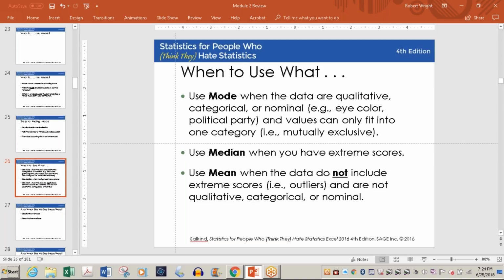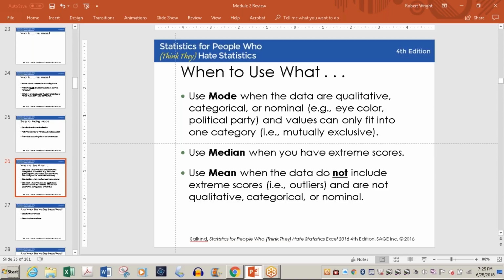When do you use what? This is important. You use the mode when the data is qualitative, when you're setting up categories: Republican or Democrat, red or white, English or Spanish or something like that, and the values fit into one category. A lot of times people make mistakes. This is nominal data. It's a category. It's this or it's that.